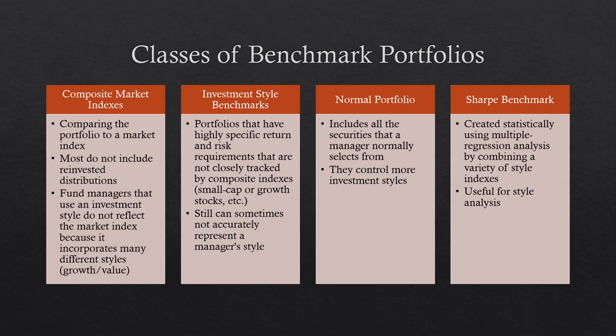Now, some different classes of benchmark portfolios. So you have composite market indexes. So this is comparing the portfolio to a market index. It could be the S&P 500, the Dow Jones, or in Canada, the S&P TSX. So there are a lot of different indexes you can compare to. Most do not include reinvested distributions. So that's why in the example it was talking about the total return composite index, which do include that.